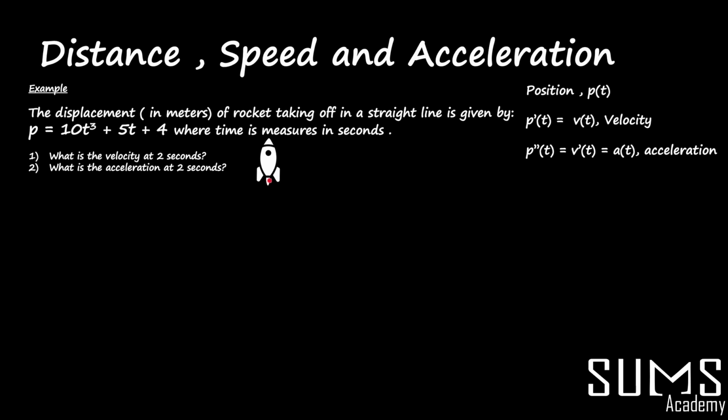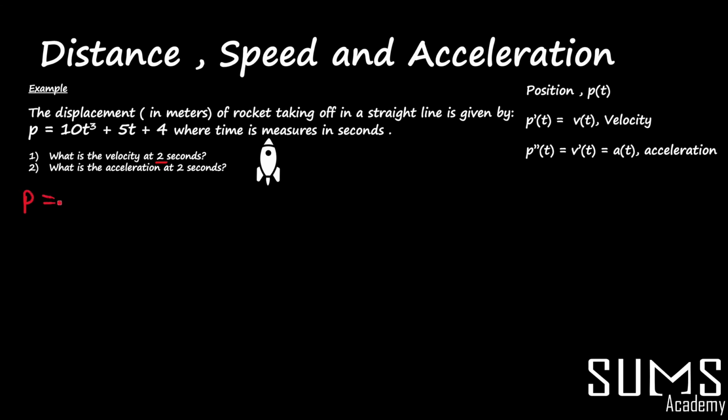So how are we going to work this out? Well, if this is an equation for the displacement, that will give us the position. So we'll be able to work out the position. And we know from before that the derivative of position is velocity. So what we need to do is differentiate this expression and then put in our time for 2 seconds. So let's just go ahead and do that.